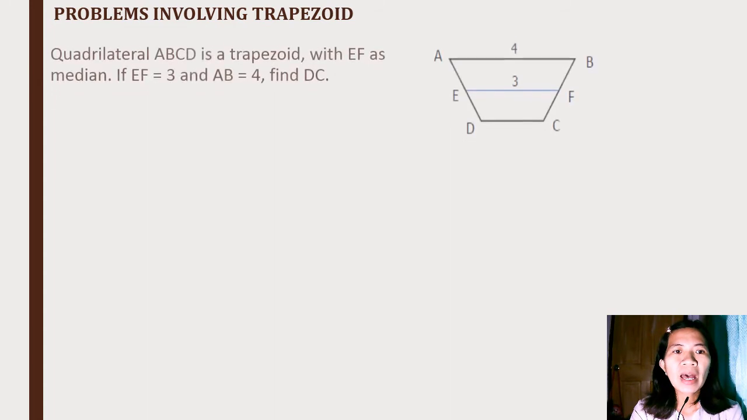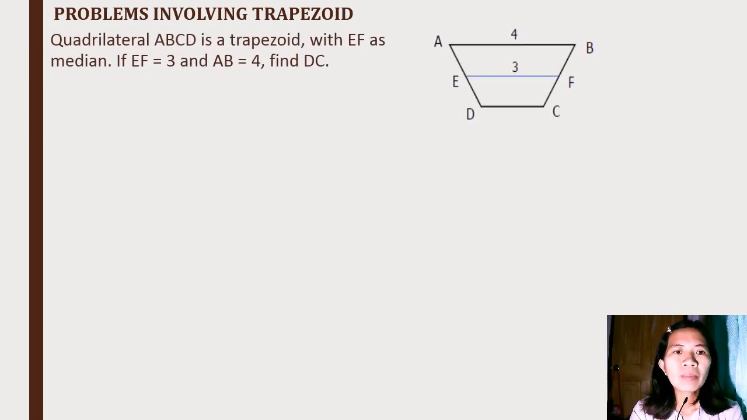So we have quadrilateral ABCD, a trapezoid with segment EF as the median. If segment AF is 3 units and segment AB is 4 units, find segment DC. Remember that in this trapezoid, segment AB and segment DC are the bases of the trapezoid.